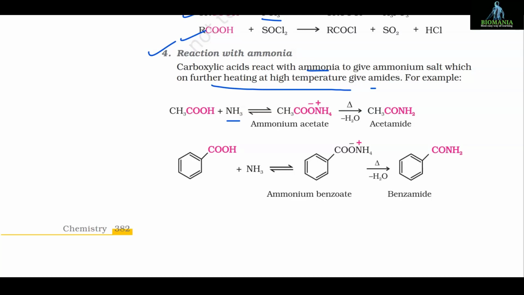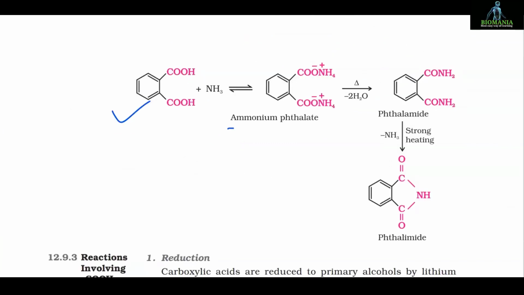In the next reaction you can see how ammonium benzoate is forming, and then the final product is benzamide. First the ammonium phthalate, and then it is forming the phthalamide, and then on strong heating it is removing one NH3 from it and forming phthalimide.